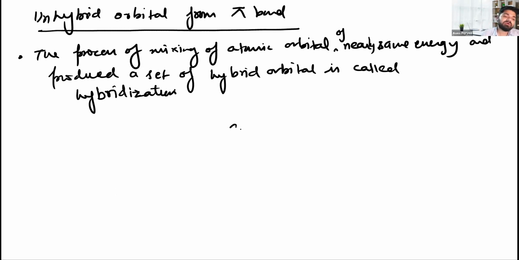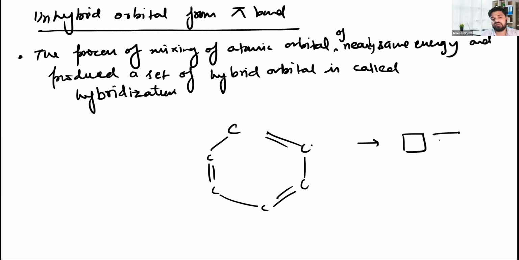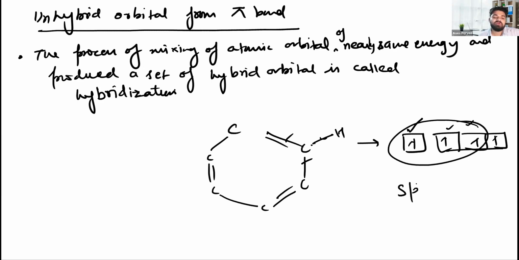So if we're talking about the benzene structure, here the carbon has 1s and 3p orbitals. Here 3 sigma bonds are made, meaning 3 single bonds, and 1 is pi. So if only 3 sigma bonds are made, only 1s and 2p orbitals will go for the mixing, and will form new sp2 hybrid orbitals.